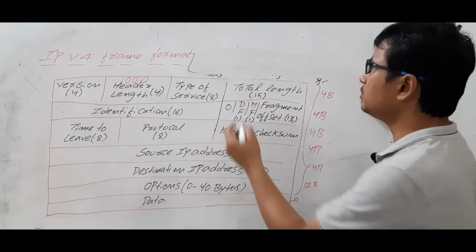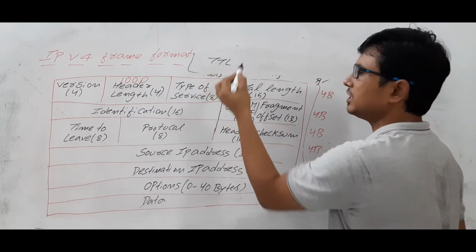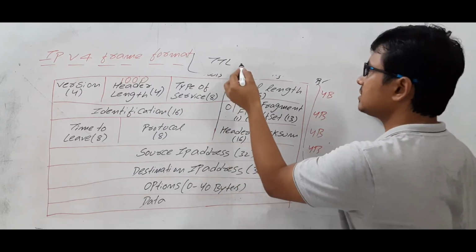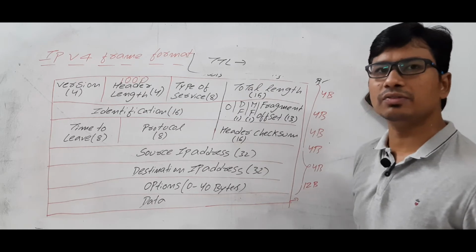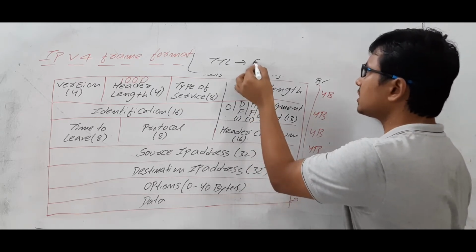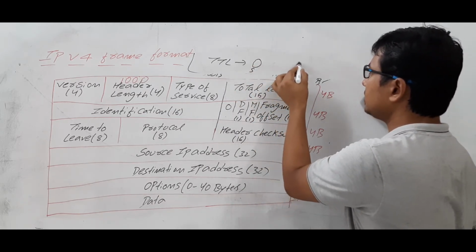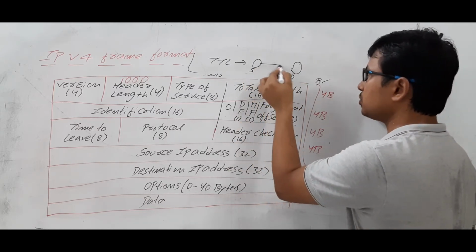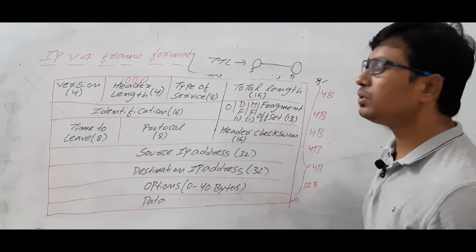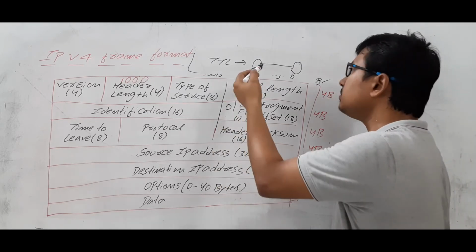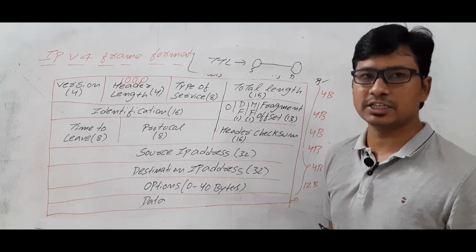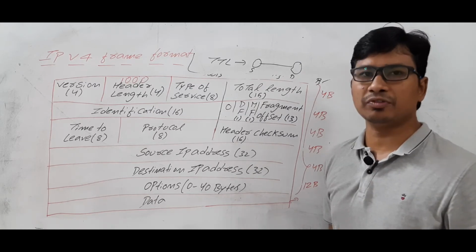Time to live will be useful; we can write it in shortcut as TTL. Time to live is 8-bit information. What is the use of this one? If the source has created a packet and there is a destination, the packet has to traverse from source to destination. Time to live will tell how much time the packet should be in the network. Once the time has expired, the packet will be dropped from the network.